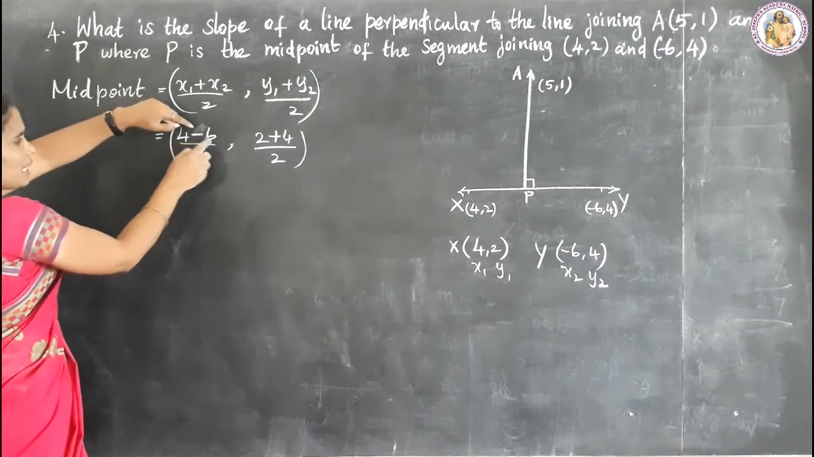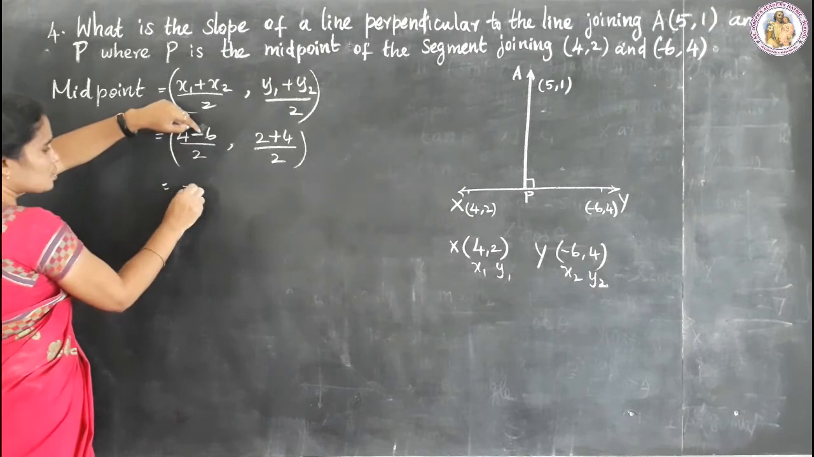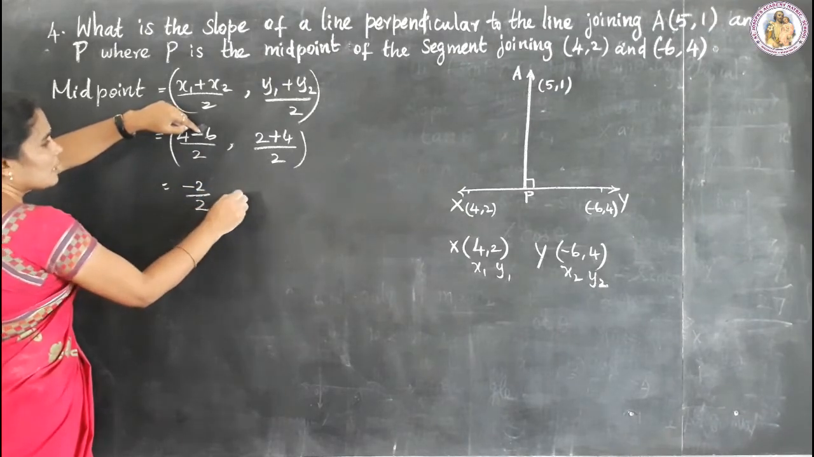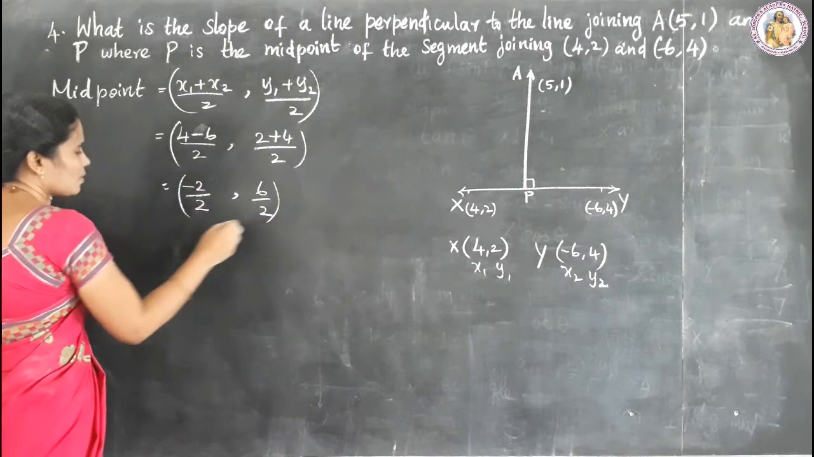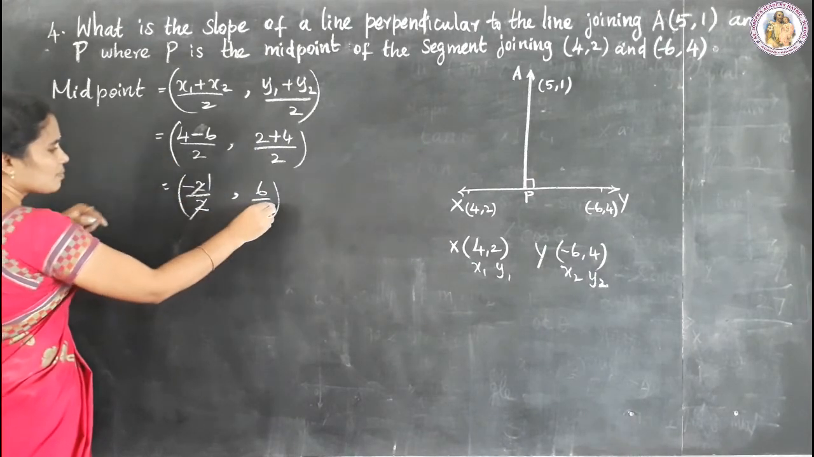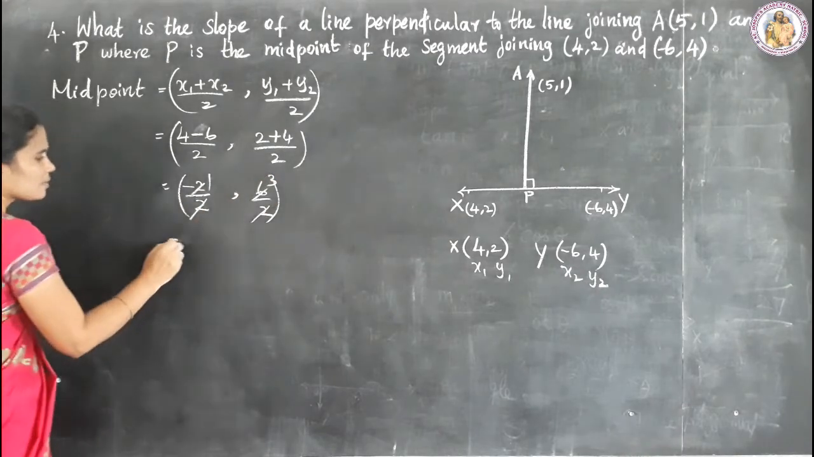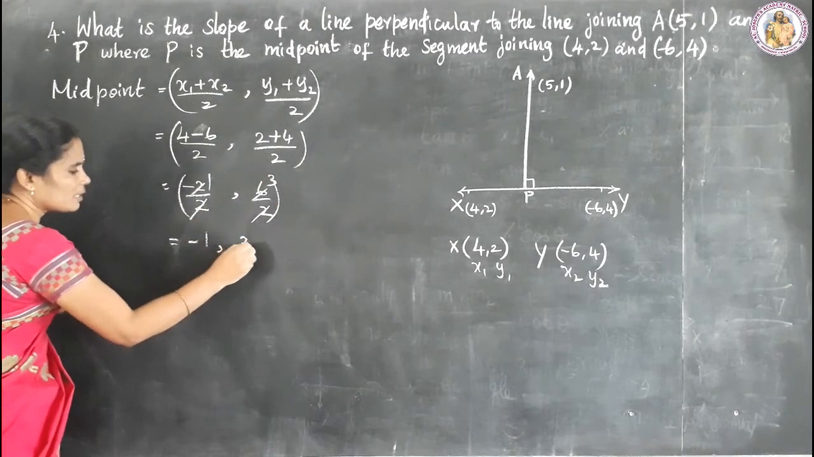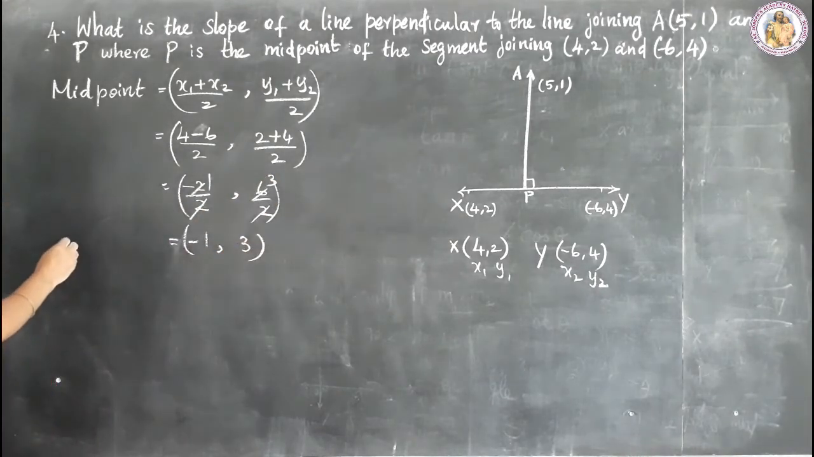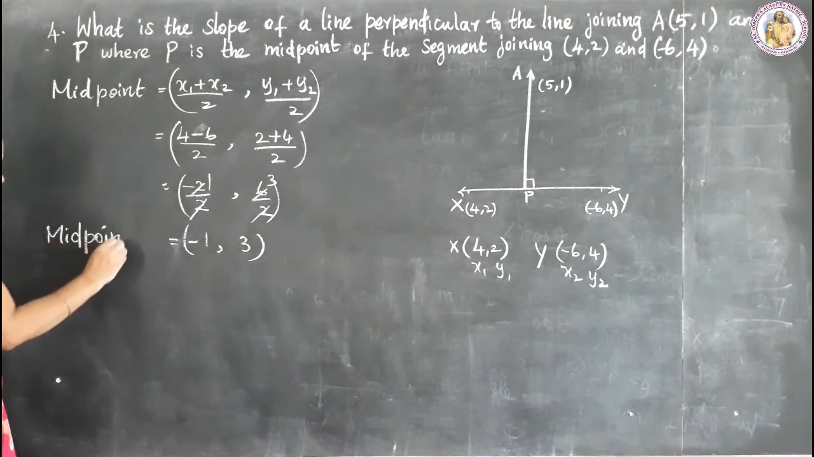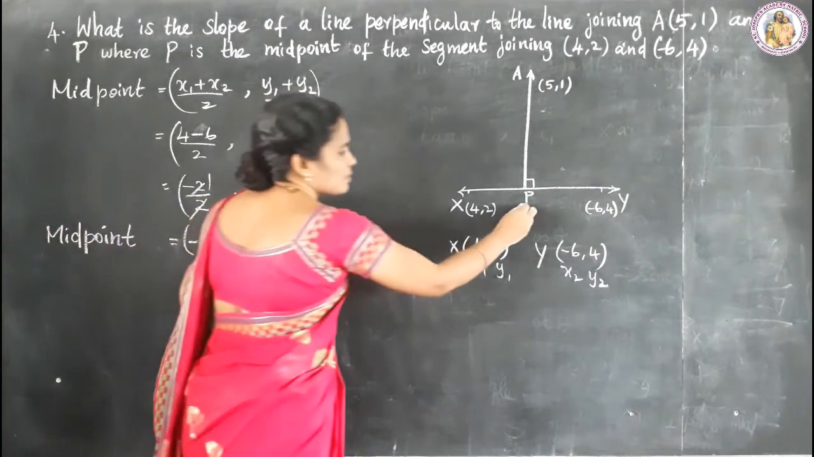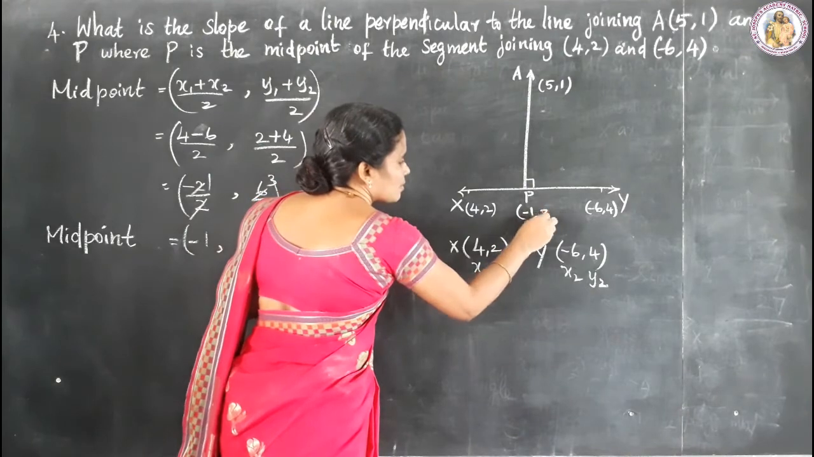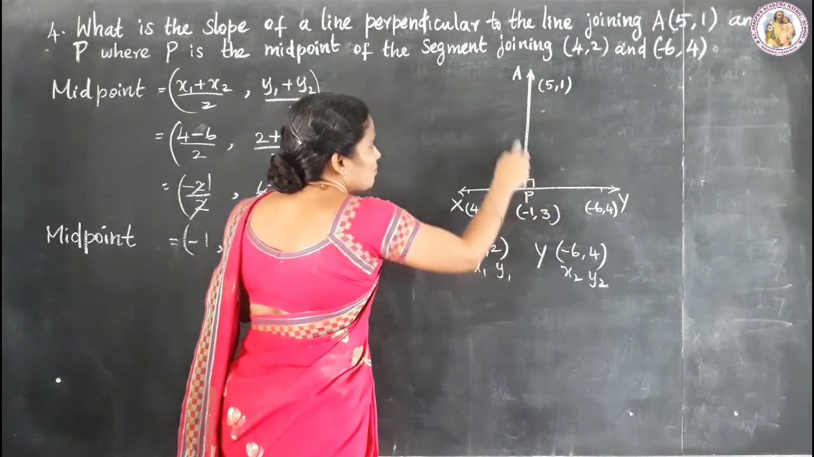So 4 minus 6 is minus 2 by 2, and 2 plus 4 is 6, 6 by 2. So 2 ones are 2 and 2 threes are 6, giving minus 1, 3. So the midpoint of P is minus 1, 3.